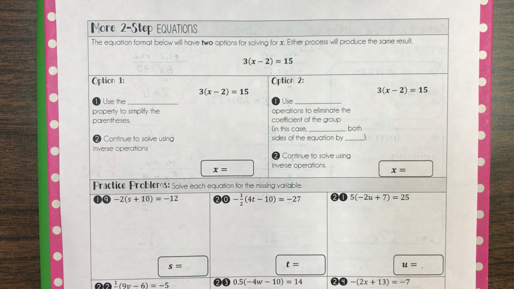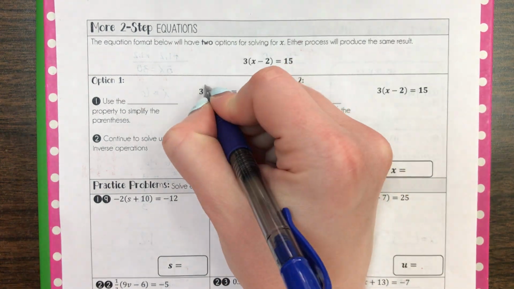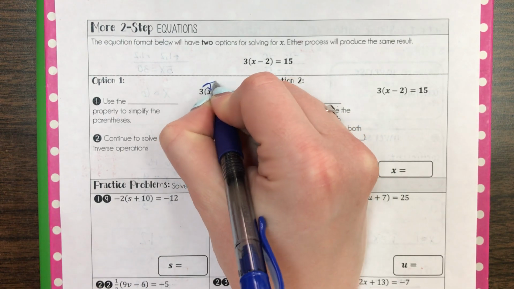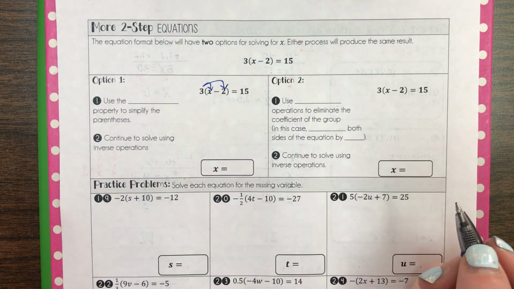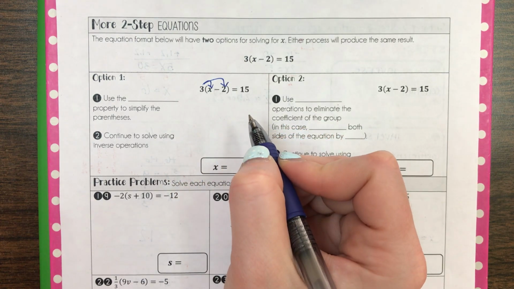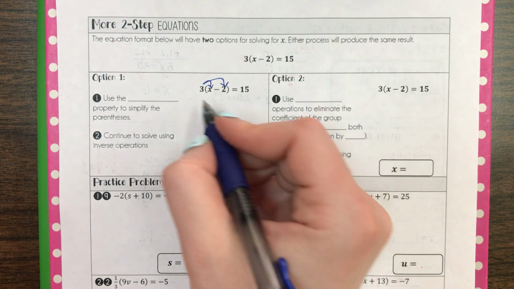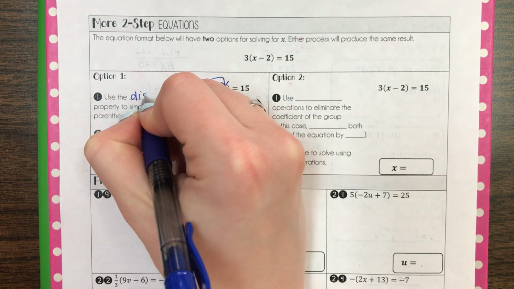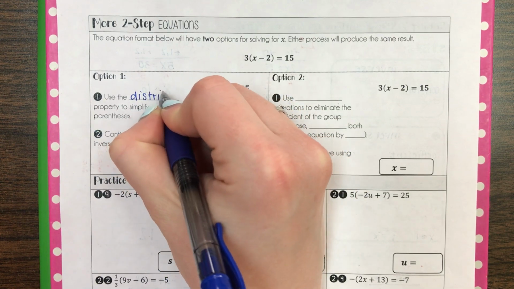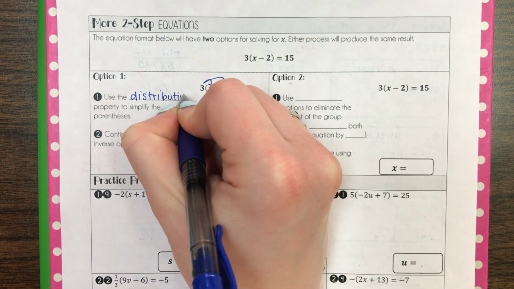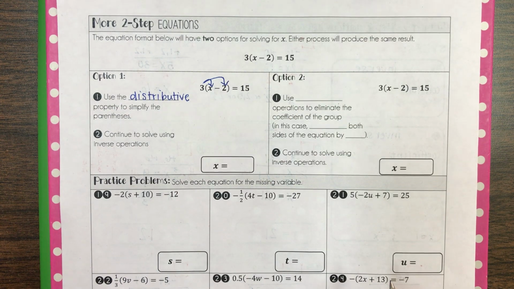So we have two options that we're going to use, and it does not matter which one you end up using in the end. As long as you do it correctly, you'll still get the same answer. So if we look at this 3, what is that property called where we multiply that out? Well, that's the distributive property. So that's option number 1. We can use the distributive property to simplify the parentheses.